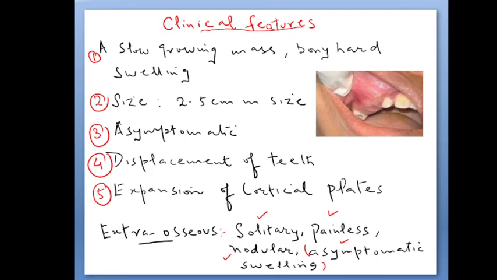Clinically, the mass is slow growing and the consistency is bony hard. It is not a large lesion and the size varies from 2 to 5 centimeters. It is asymptomatic and not associated with pain, and in the oral cavity there is displacement of teeth and expansion of cortical plates. The extraosseous variety of adenomatoid odontogenic tumor is also seen, which occurs in soft tissues and is a solitary, painless, nodular, and asymptomatic swelling.